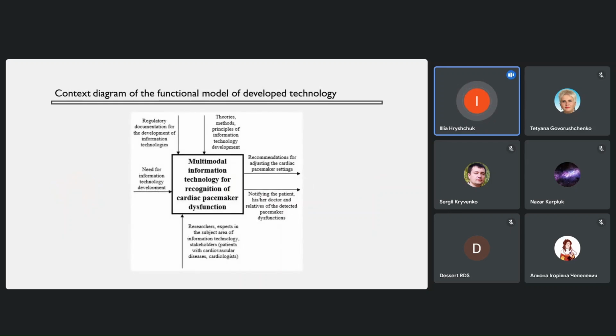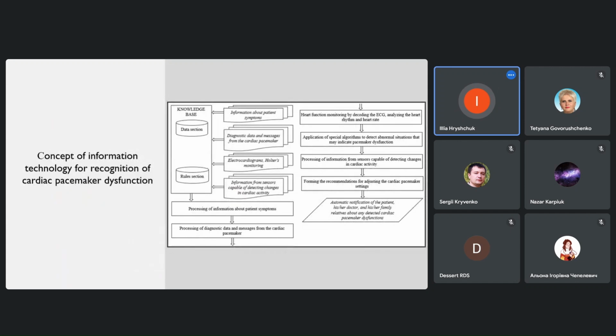And on this slide, let's check the context diagram of the functional model of the information technology. You can see here that the developed technology is based on theories, methods, principles of information technology development, regulatory documents, and researchers, experts, and stakeholders. And it should result in recommendations for adjusting the pacemaker and notifications for the patient, for his doctor, his family, or any other specified people.